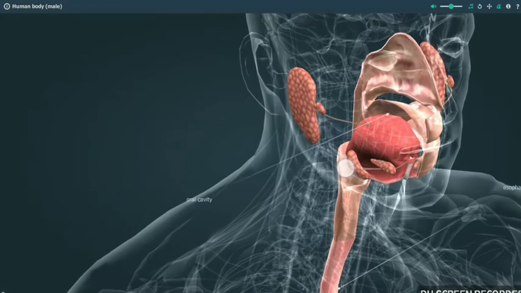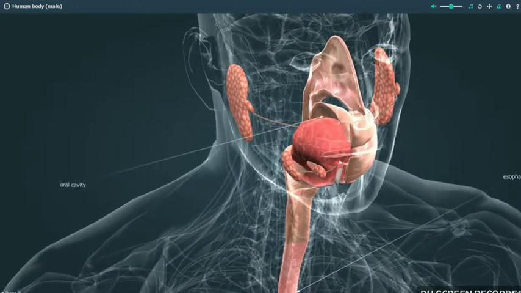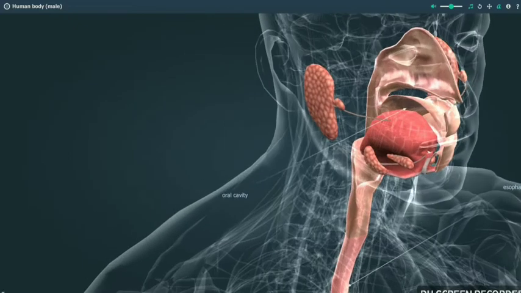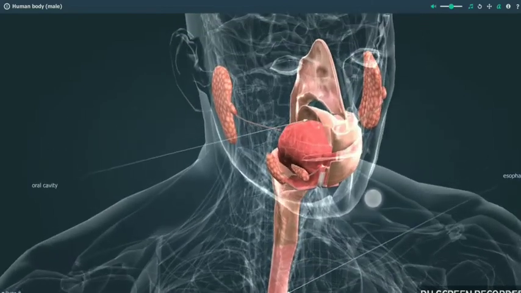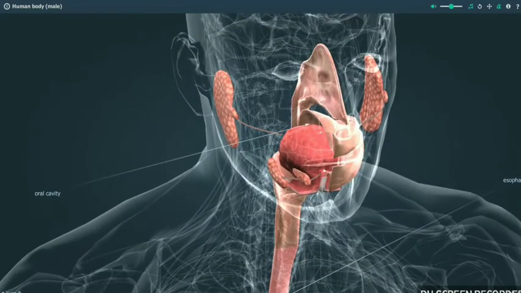This saliva is secreted by salivary gland, and this saliva contains salivary amylase that helps in digestion of carbohydrates. The saliva is secreted by three pairs of salivary glands. These are exocrine glands.